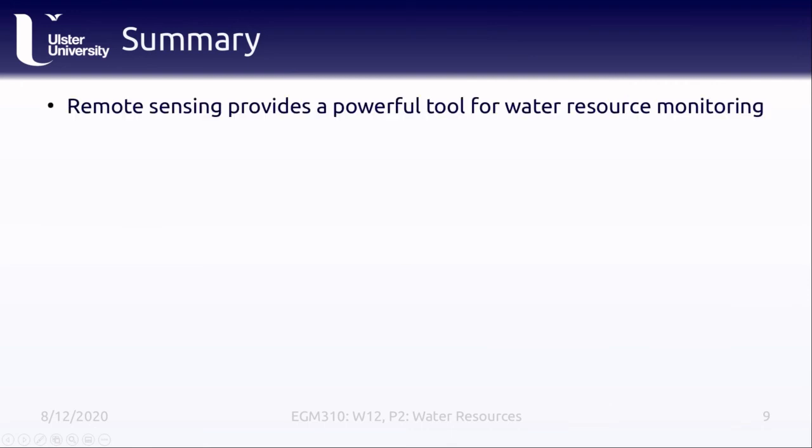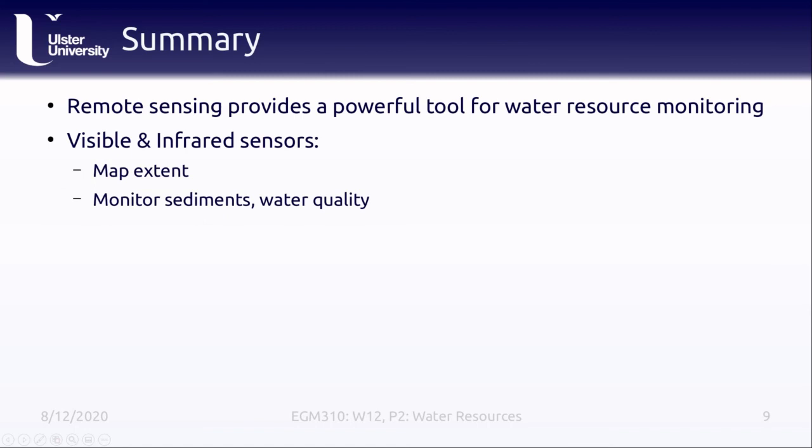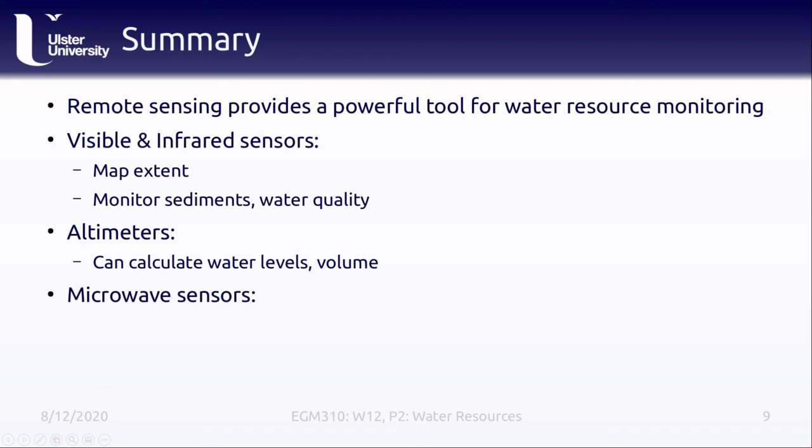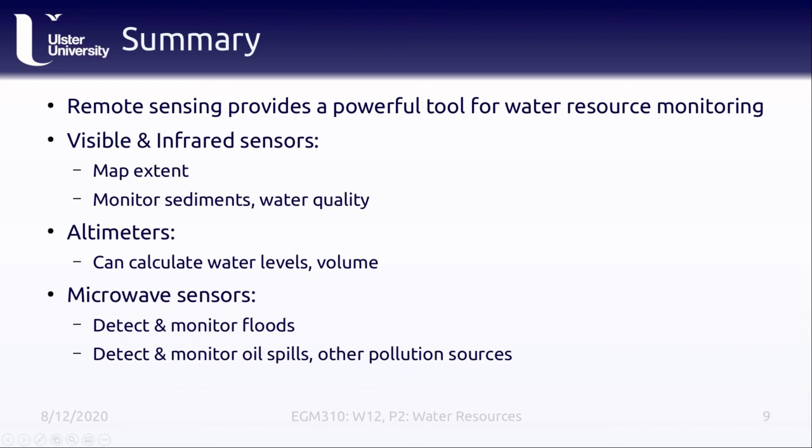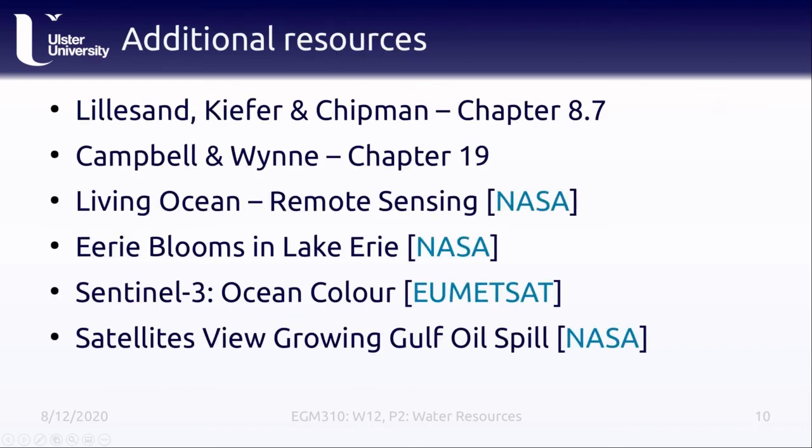In this lesson, we have discussed how remote sensing provides a powerful tool for monitoring water resources. Visible and infrared sensors, or optical systems, can be used to map the extent of water bodies as well as monitor sediments and water quality. With altimeters, we can get water levels and calculate the volume of some water bodies, in particular reservoirs used as water sources or hydropower. Microwave sensors can be used to detect and monitor floods or oil spills and other sources of pollution.